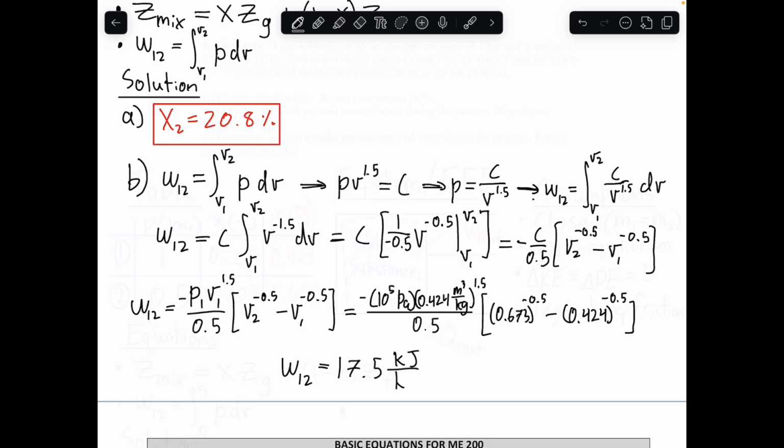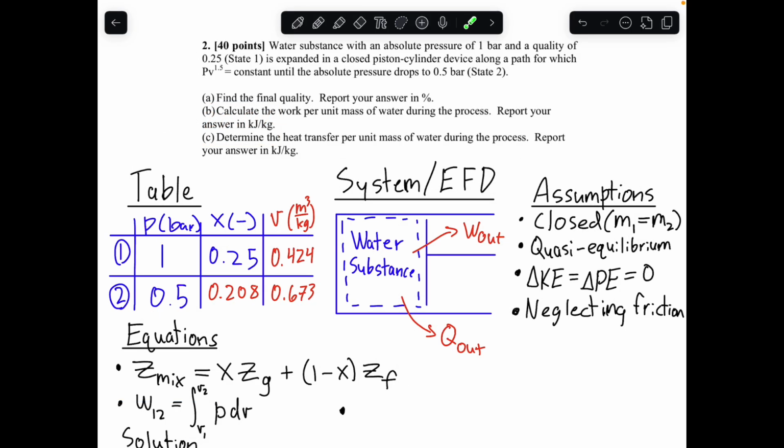kilojoules per kilogram. Okay, now we're moving on to part C of the problem, which asks us to determine the heat transfer per unit mass of water during the process and to report our answer in kilojoules per kilogram. So if you're feeling a little stuck getting started with this part, I'll give you a little tip to use. If you're ever asked to find work in an earlier part of the problem, and then they're asking you to find heat transfer, the chances are you're probably going to be using first law, because first law is the equation that relates work with heat transfer with changes in energy of the system.